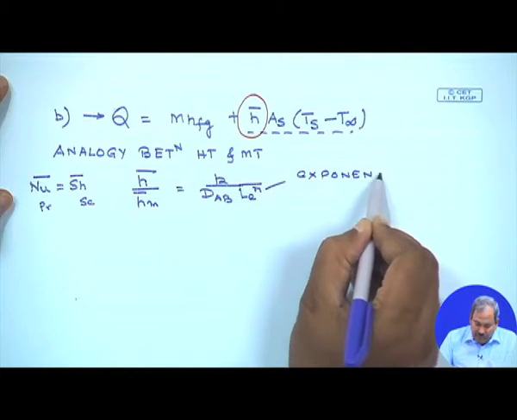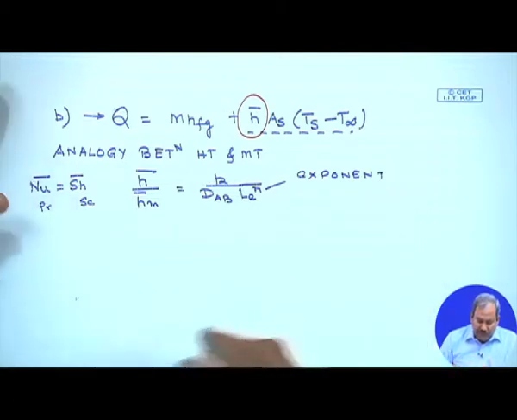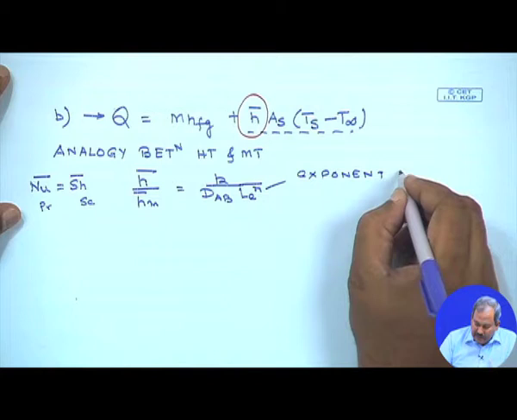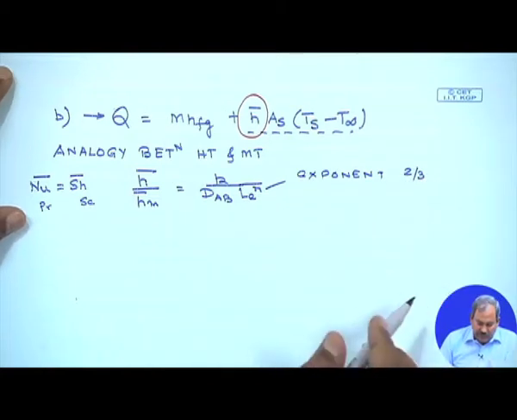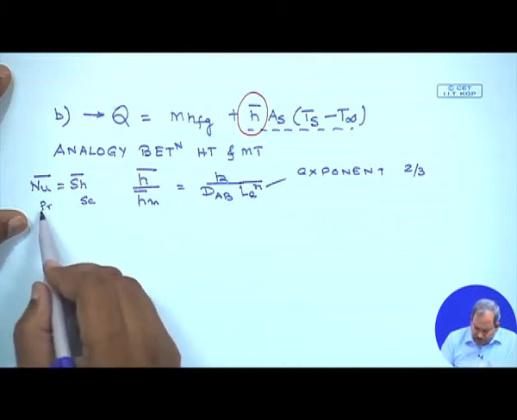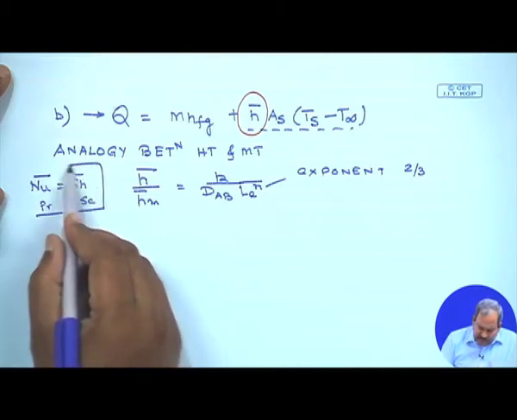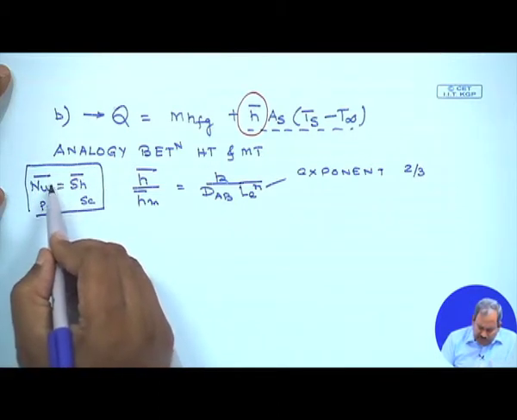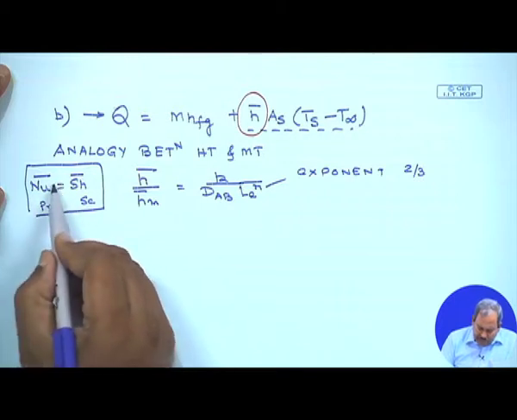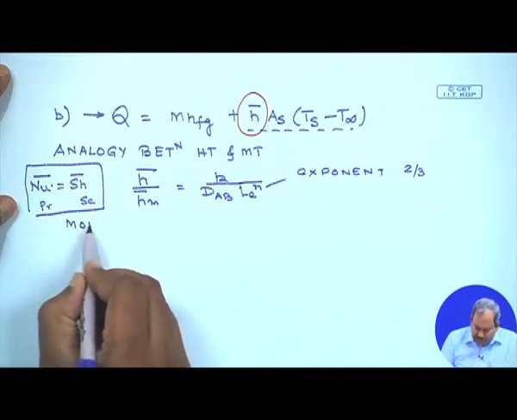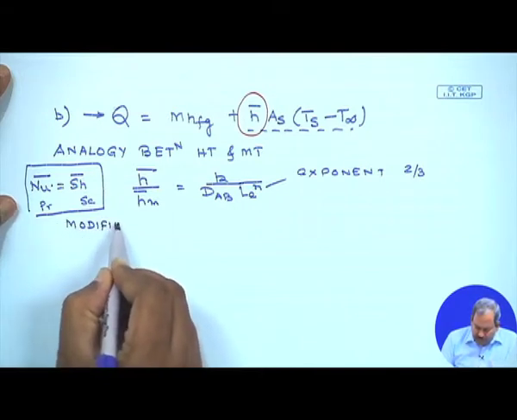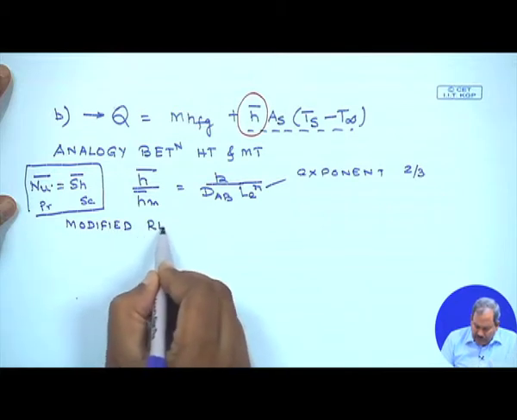This n is an exponent which is mostly going to take the value of 2 by 3. This also we have established before. So you can use any standard analogy. So Nusselt number into this Sherwood. So you are going to use the modified Reynolds analogy.